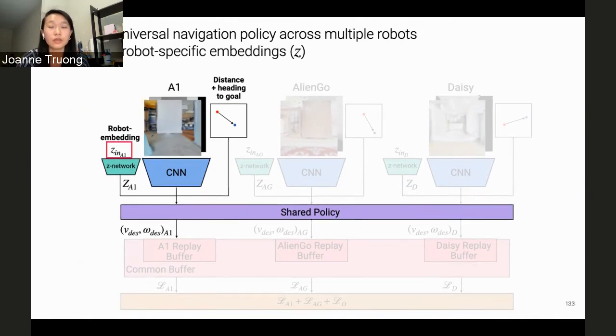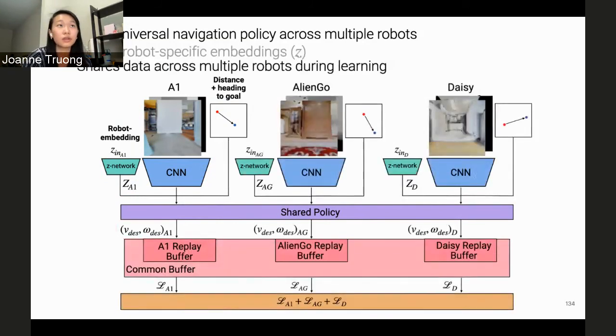First, a learned scalar is initialized and is fed into an encoder that we call a Z network, and the Z network is a feed-forward network that outputs a robot-specific embedding. Both the inputs Zin and the parameters of the Z network are learned alongside the shared policy. Finally, the output of the policy is a 2-dimensional vector containing the desired center of mass linear and angular velocities for the robot to follow.